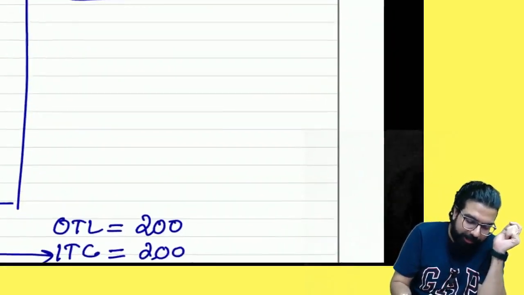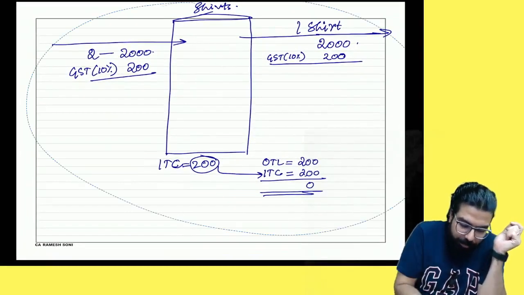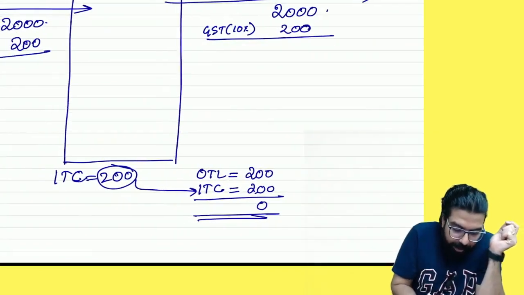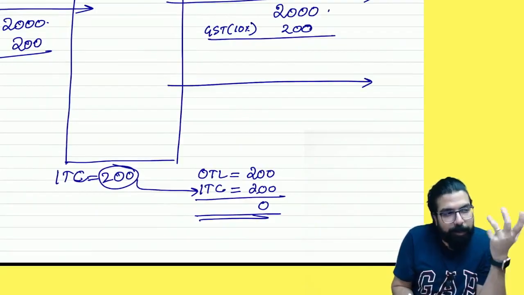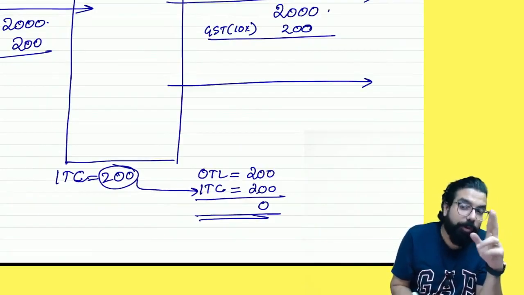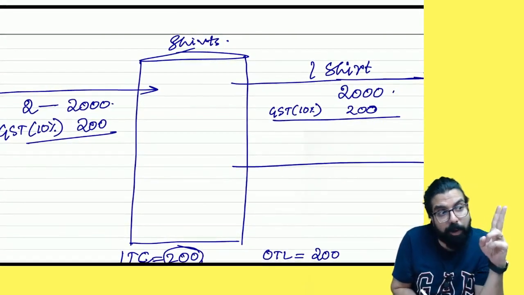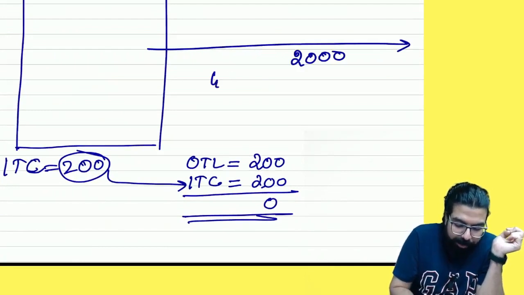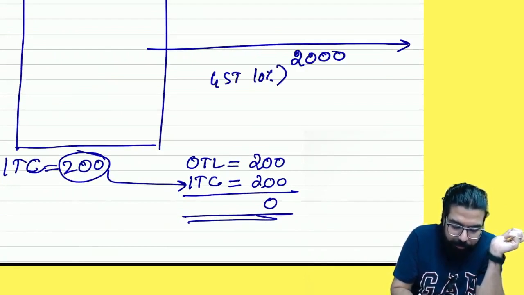Government tells me, Ramesh, okay. People listen. Sell the second shirt. I sold the second shirt, supposedly, for 2000 rupees. One shirt I bought for 1000, but I'm selling for how much? I sold one shirt for 2000. GST is how much? 200.